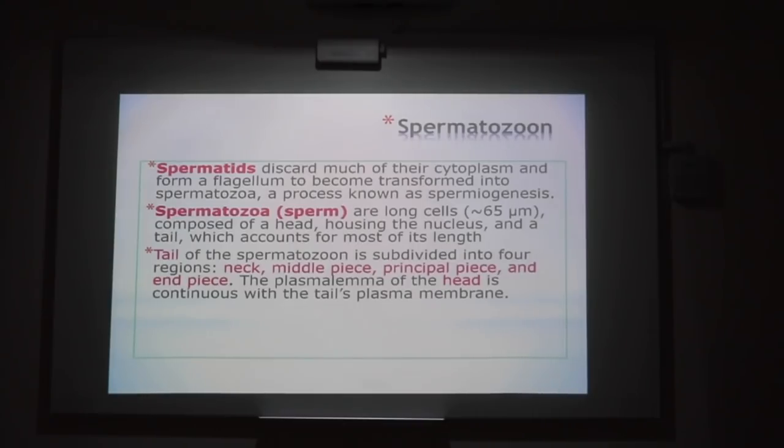Then you have the principal piece. The principal piece has the core of the coarse fibers and the axoneme complex, but there is no mitochondrial sheet. There is only a fibrous sheet which is covering the principal piece. And the final part of the sperm is the end piece.